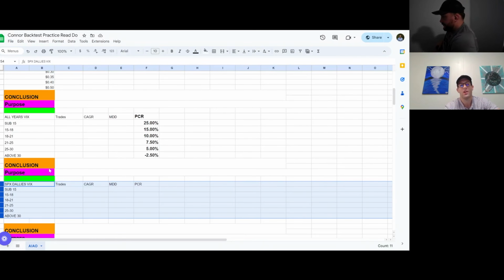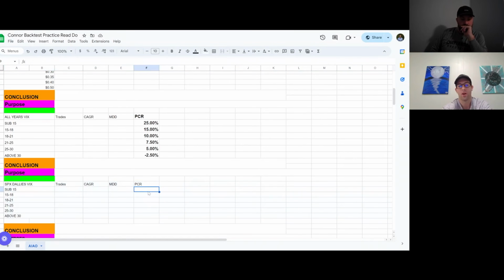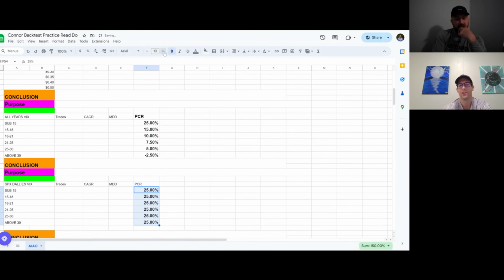So if you did this exact same test, and the SPX dailies is a function in Options Omega, you just click on it and it'll populate the data set for you. And then all of a sudden, what if the data set was like this in dailies? What would your conclusion be now? It's an evergreen trade? Exactly.